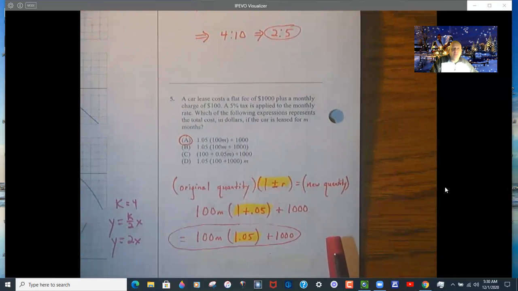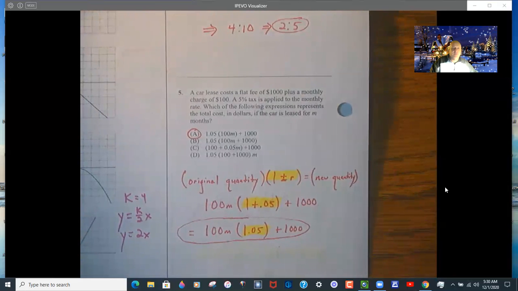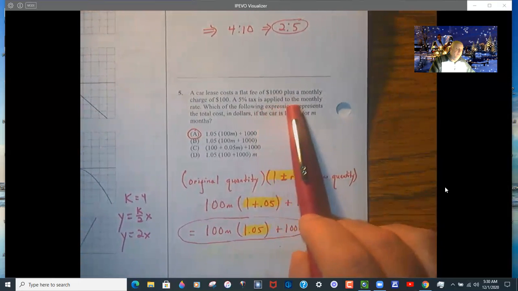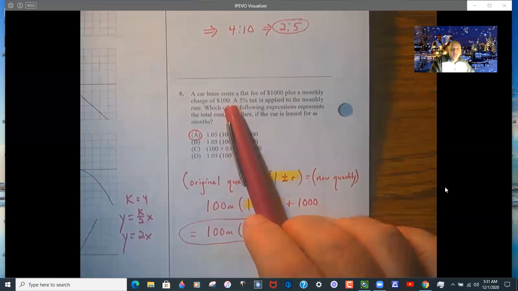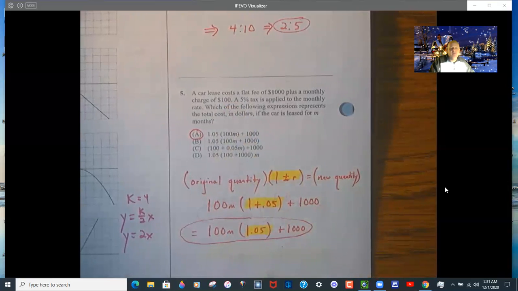Problem 5, so we're applying a 5% tax. So there's that concept of add or subtract it from 1. So add the percent to 1 and multiply that by what you're doing the 5% raise on, which is 100M. That is the, I guess, the rate. So $100 per month, 100M. We're doing a 5% tax on that, so we need 1.05 times 100M.